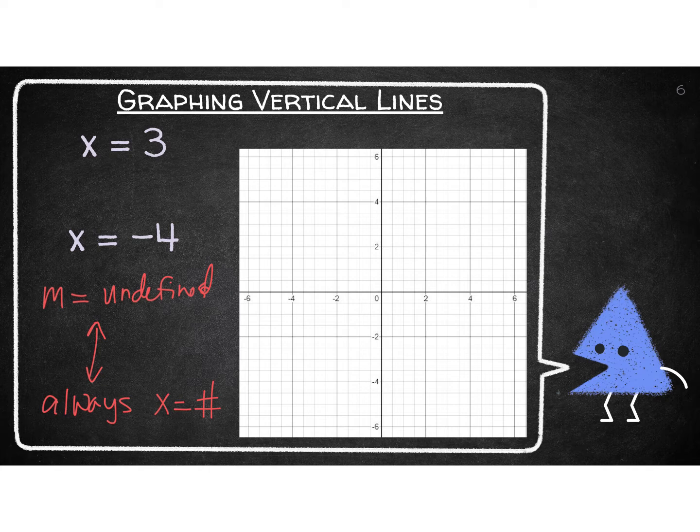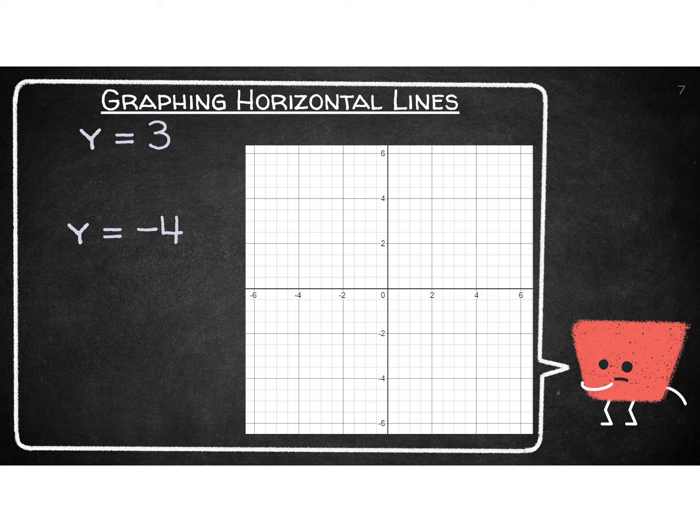So if I were to try to graph x equals 3, I just go to 3, find 3, and then it's going to be a line like that. So we have a vertical line at 3, like that. If I'm graphing x equals negative 4, I find negative 4 on my graph, and then I can plot an up and down line through that point. So my graph would look like that.